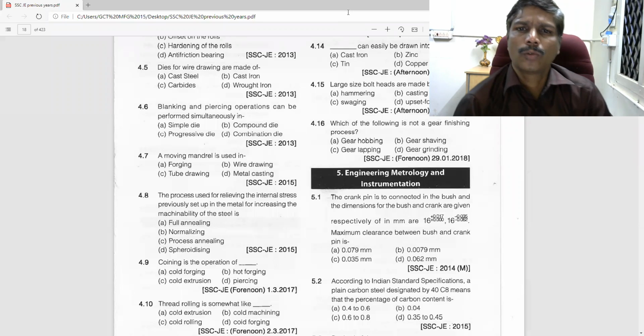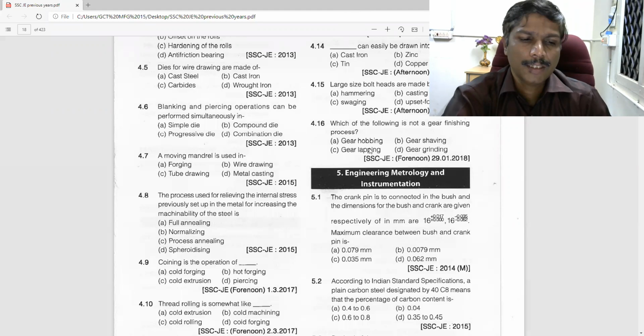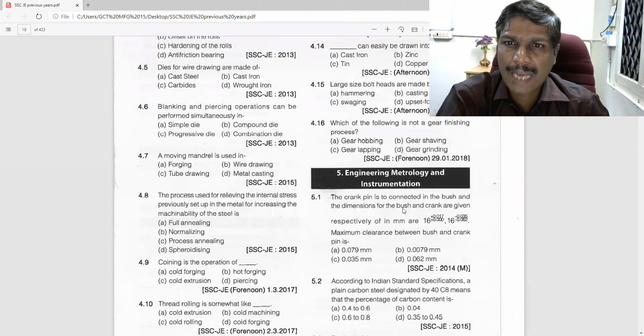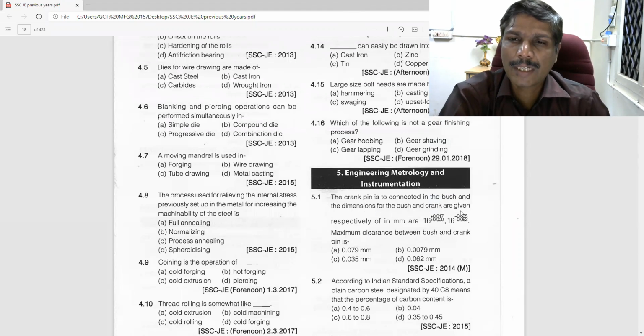Good morning, students. Today we are going to see about engineering metrology and instrumentation. So here we are having some of the questions. The crank pin is connected to the bush. The dimensions of the bush and crank are given. So they are asking about the maximum clearance.